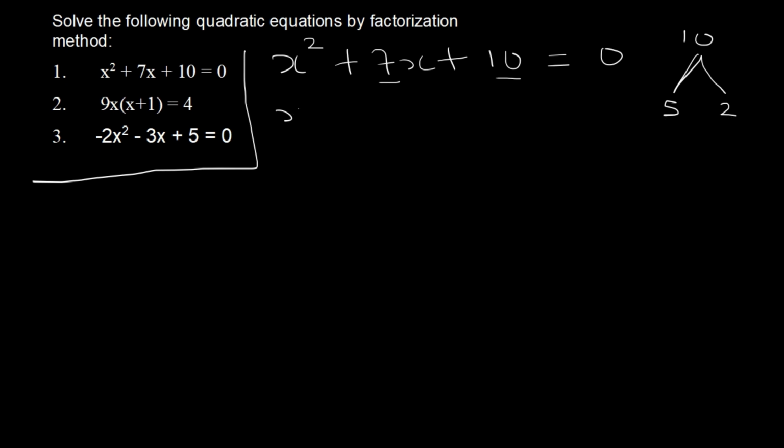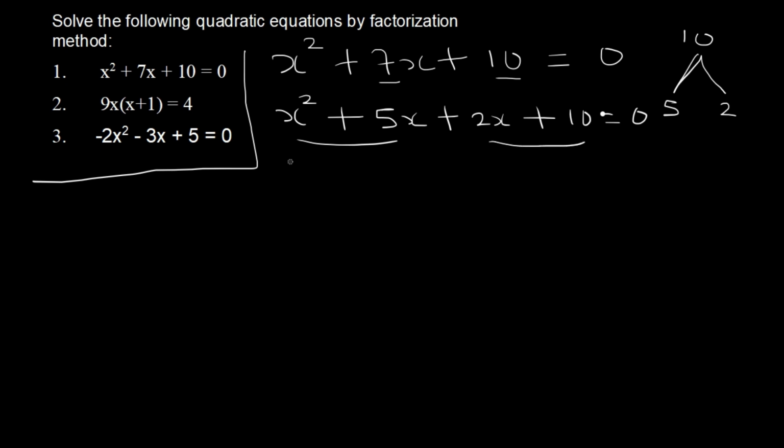So we'll come back and replace 7x with 5x and 2x. So here becomes x squared plus 5x plus 2x plus 10 equal to 0. Now we are going to factorize. Between x squared and 5x, x is common. X squared divided by x is x, and 5x divided by x is 5.